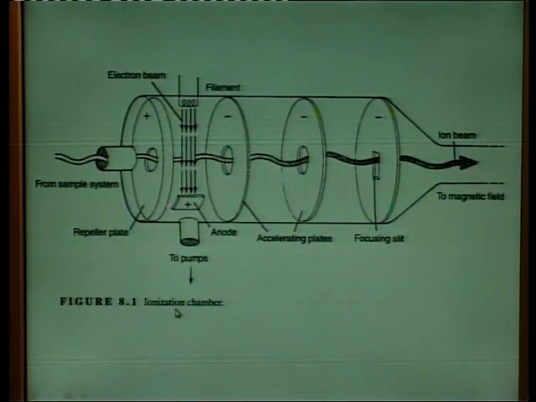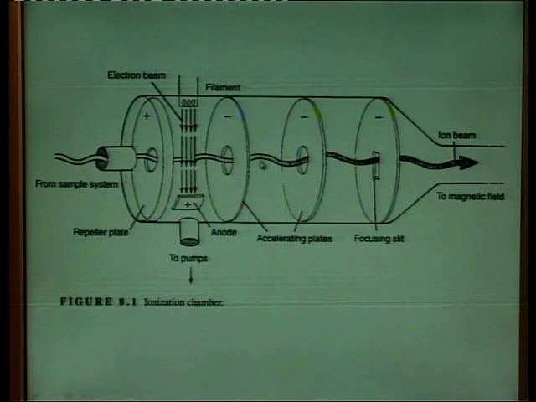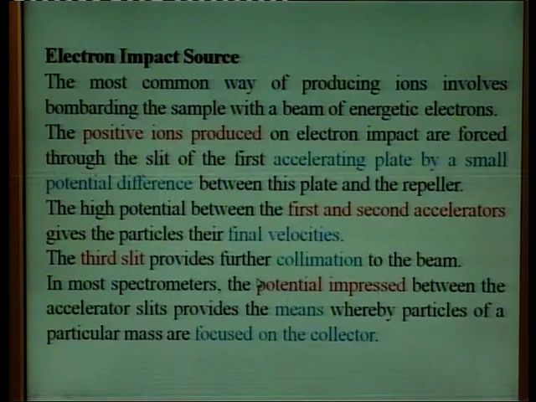Now, this is the ionization chamber. This is the sample system from which the sample is introduced. It is introduced to a bombardment of electrons, and they are turned into ions. The positive ions go through the slit, whereas the negative ions get repelled and retained by the slit. They are further accelerated between these two slits, and ultimately they are focused through this slit and enter the tube, which goes through the magnetic field. So, this is a typical ionization chamber.